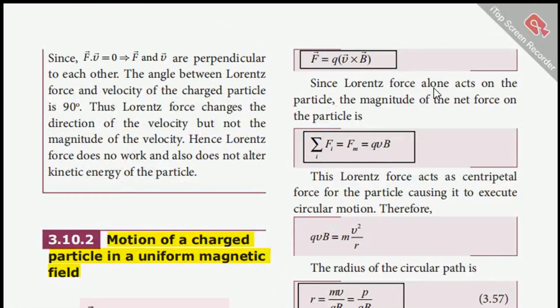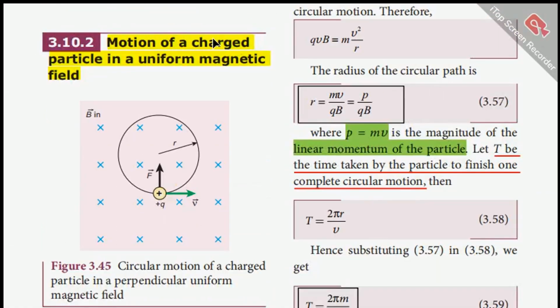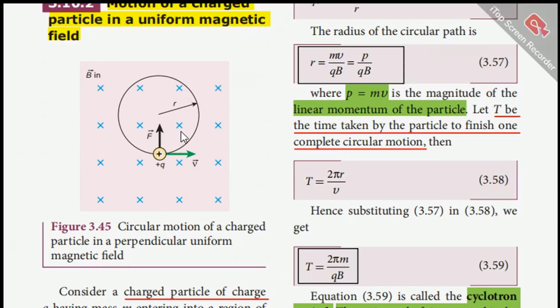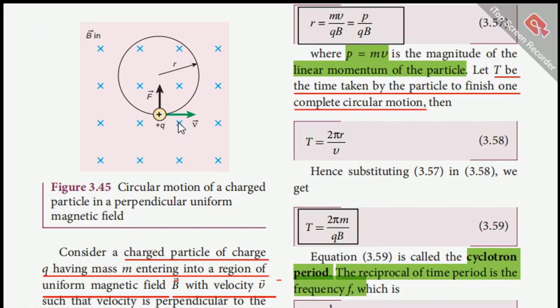Next we are going to study the motion of a charged particle kept in a uniform magnetic field. A charged particle +Q is kept in a magnetic field B, and the force experienced by that charged particle is F, and it is moving in a circular path of radius r with velocity v.